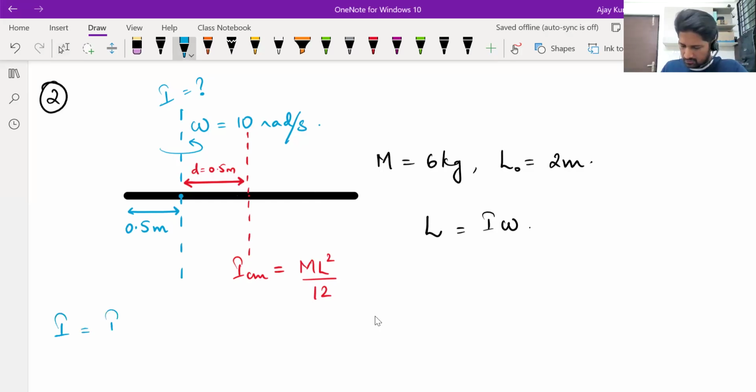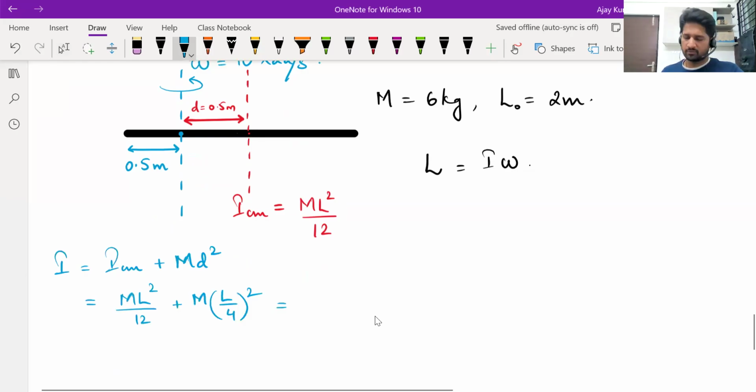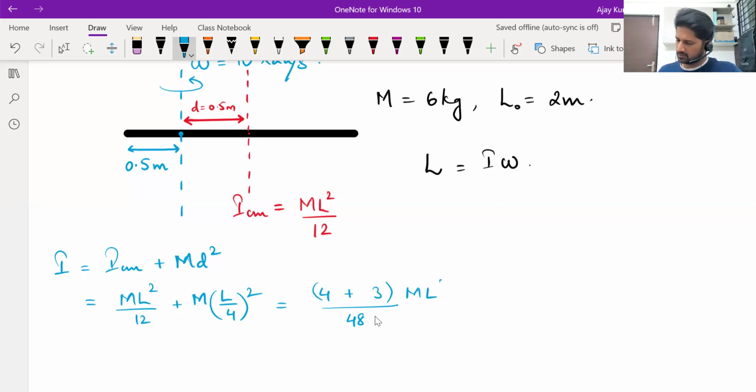So I is equal to ICM plus MD square. ICM here is ML square by 12 plus M into the distance, which is 1/4 of the length. So I'll write it as L by 4 whole square. So it becomes ML square by 12 plus ML square by 16. 12 and 16 have LCM 48. And it will become 4 plus 3, so 7 ML square. So the moment of inertia is 7 ML square by 48. And since we are calling the length as L0, I'll write it as L0. You can substitute it, get the moment of inertia, multiply with omega, you'll get angular momentum.